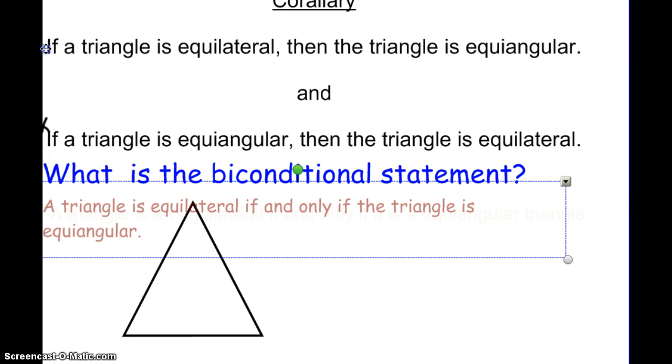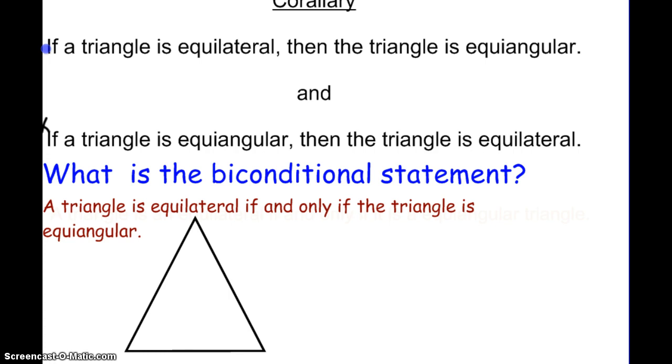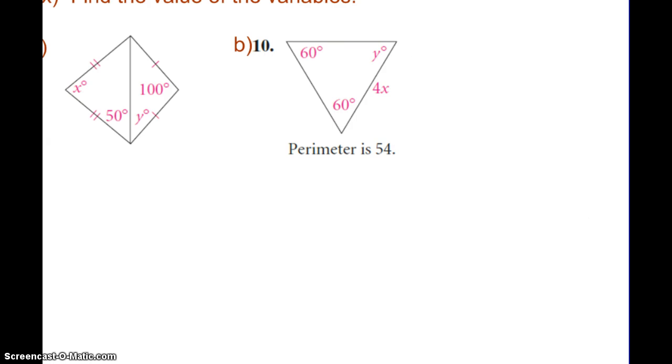And that biconditional statement would be like this. A triangle is equilateral if and only if the triangle is equiangular. Couple more examples right here.